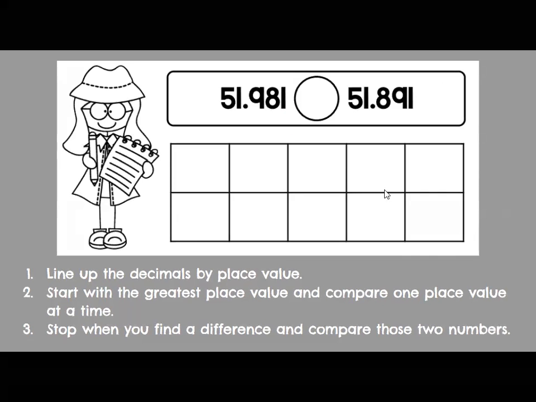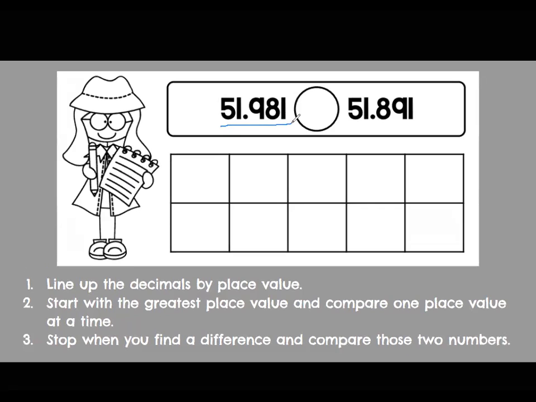All right, so another example, we have 51 and 981 thousandths and 51 and 891 thousandths. So again, we're going to line up our decimals by place value. So 51 and 981 thousandths. And then I'm going to line up 51 and 891 thousandths right below it.